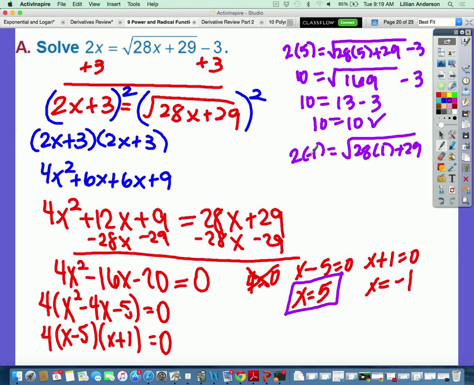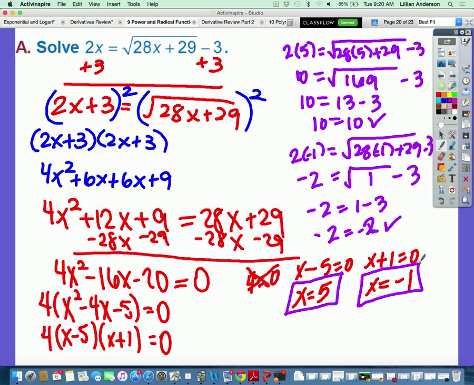Check negative 1. 2 times negative 1 is negative 2. 28 times negative 1. Plus 29 is 1. What's the square root of 1? 1. Is 1 minus 3 negative 2? So they both work this time. It won't always work. You have to check.